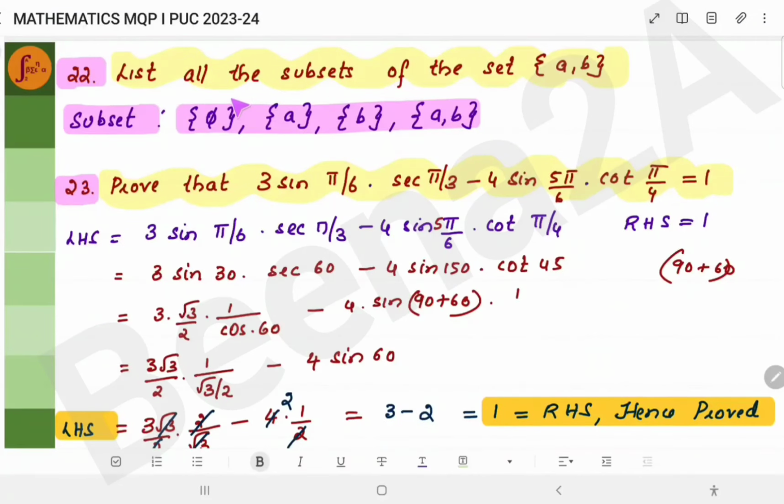Let's look at the next problem. List all the subsets of the set AB. Very simple. Put a null set, set A, set B, and set with A and B.